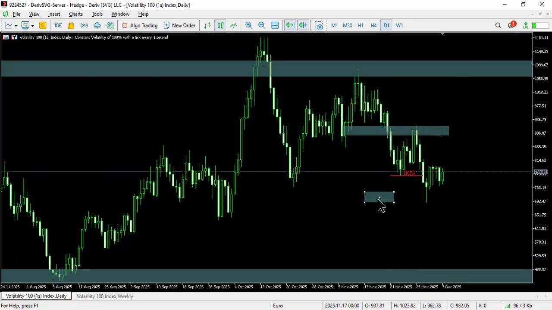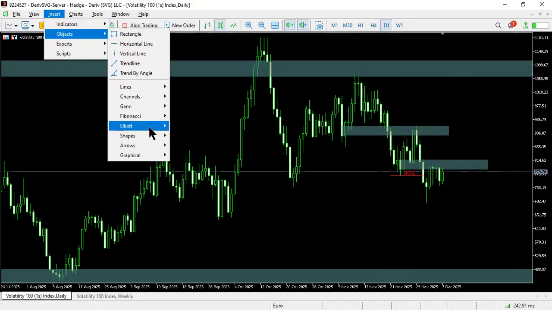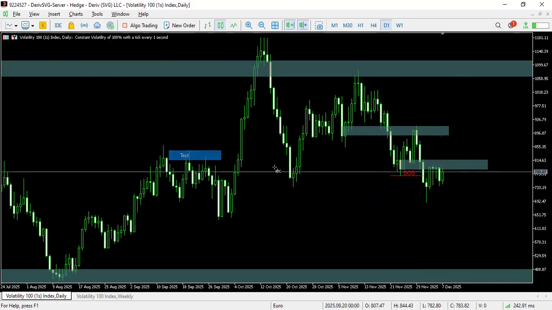And then the other block which caused that break of structure is that one price is reacting from on the daily time frame. That is the other block which caused that break of structure.